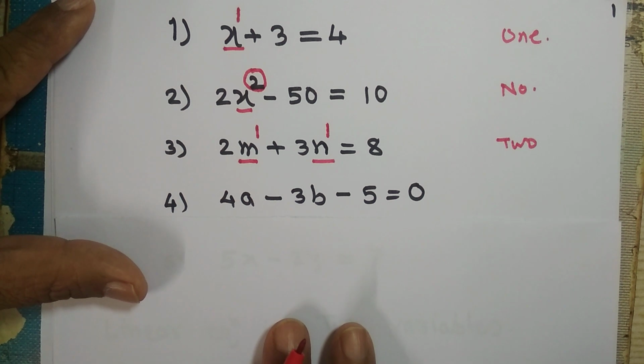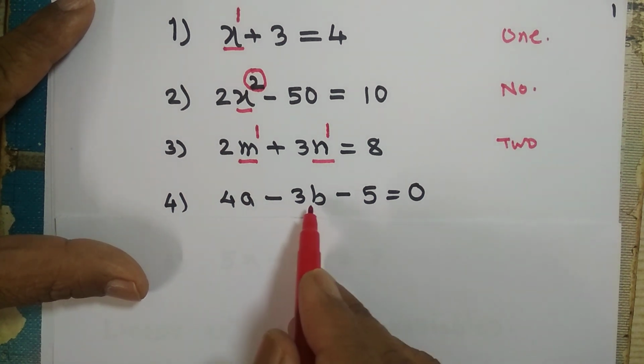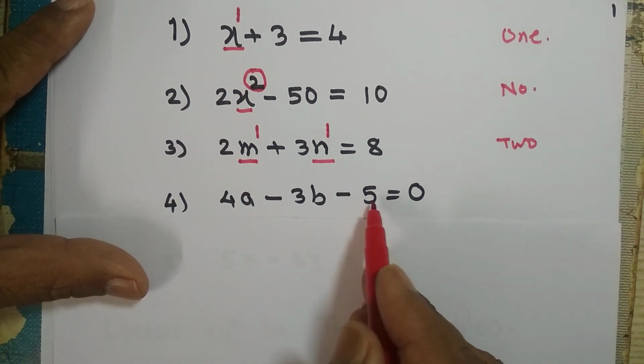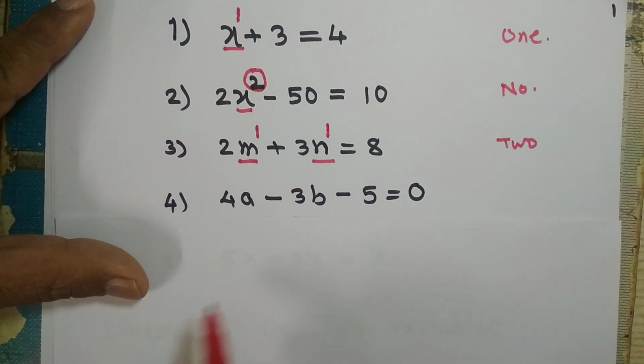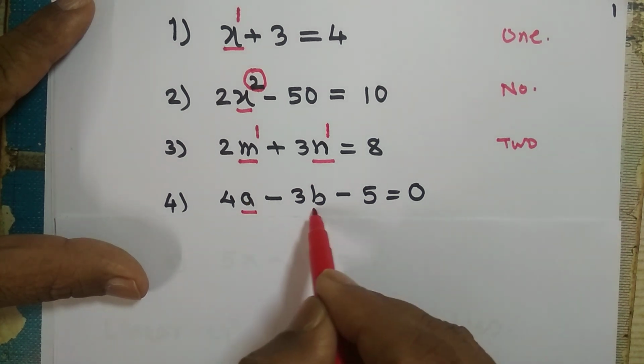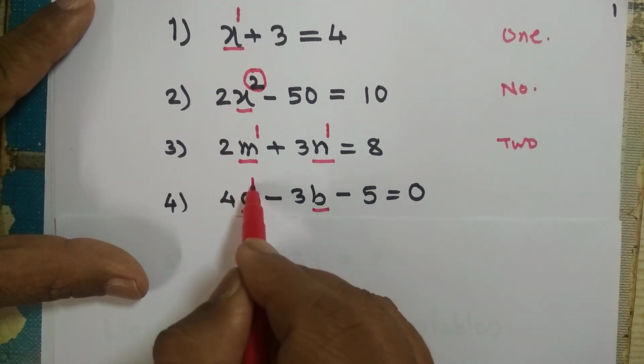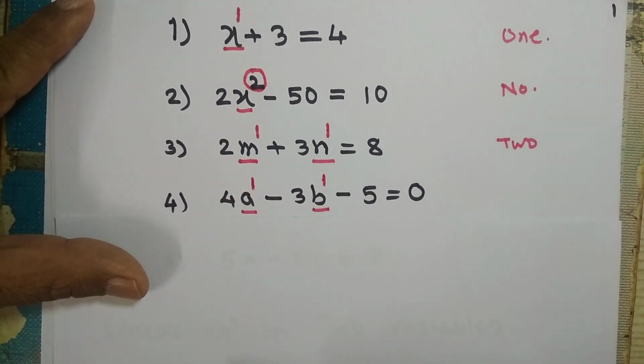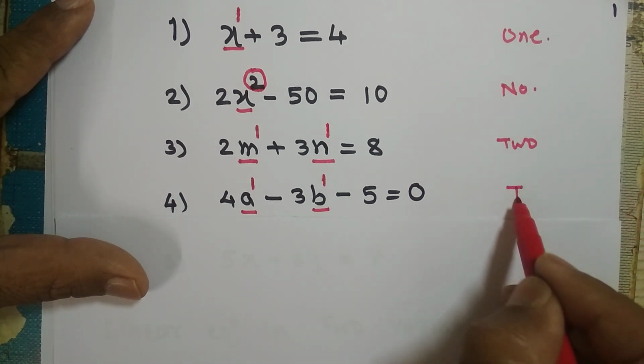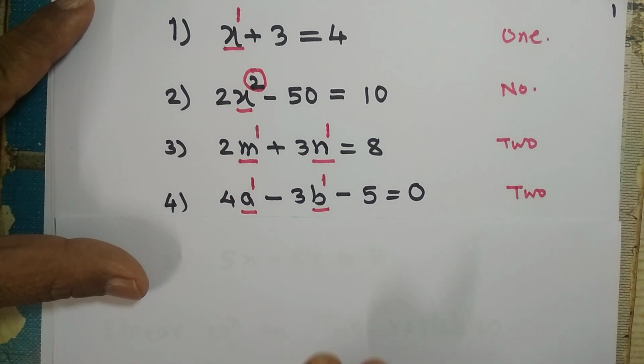Next equation, 4a minus 3b minus 5 is equal to 0. A and b are two variables and degree of each term is 1. Therefore, this is also linear equation in two variables.